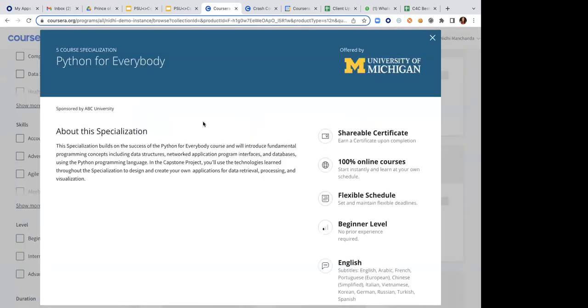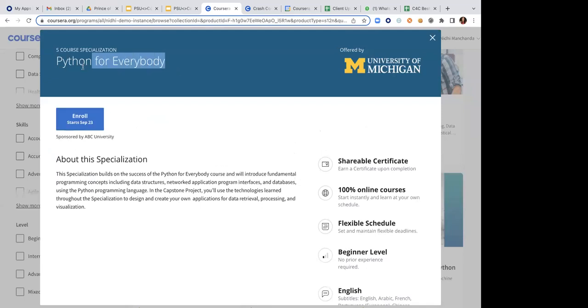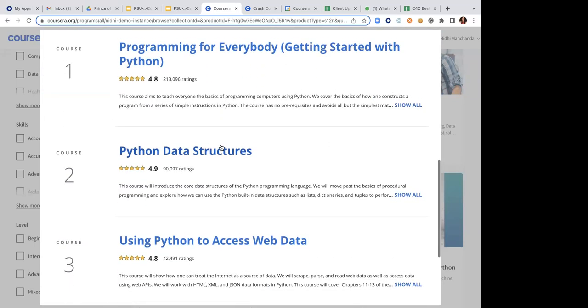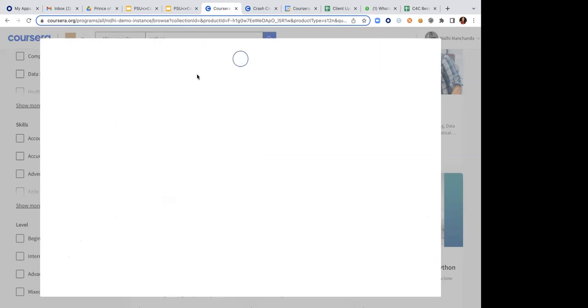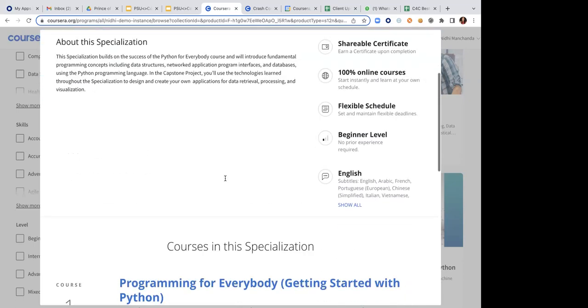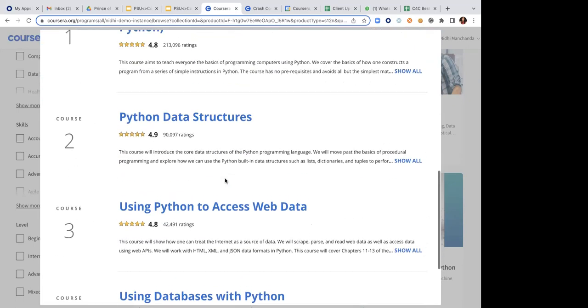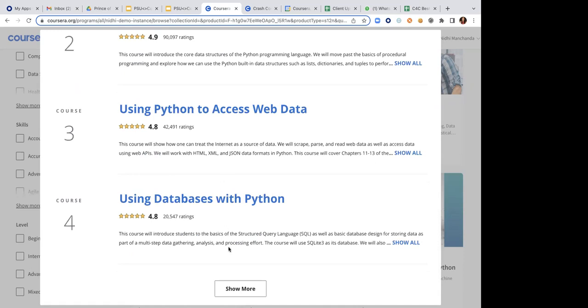A specialization is a combination of multiple courses. Like if I take this example, this is a specialization called Python for Everybody by University of Michigan. In this specialization, you have a combination of 5 courses. It starts with programming for everybody, getting started with Python, and then it goes on to different courses like Python data structures, using Python to access web data, and so much more. Generally, because it's 4 to 5 courses, it will take you about 3 to 4 months to complete all of them. But definitely, if you want to dig deeper into a particular topic, you can do a specialization.